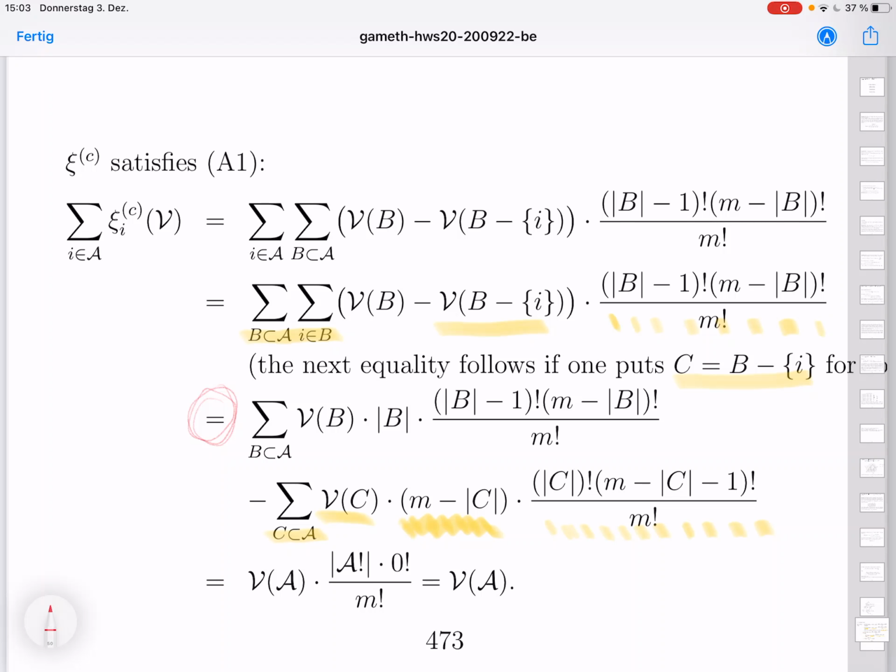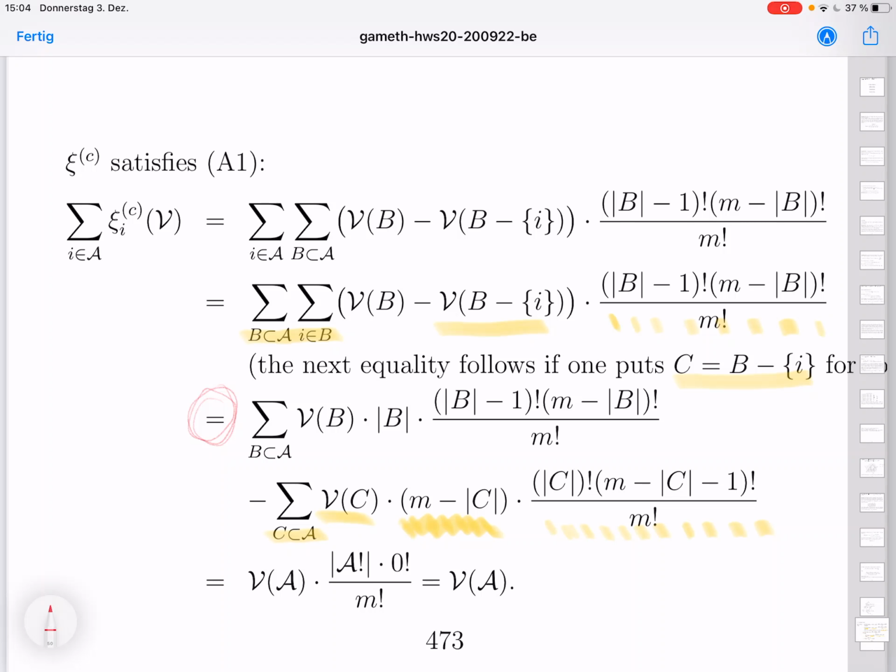Okay, and finally now, here in the upper sum I can put the absolute value b into this first factorial. Then I get b factorial times m minus b factorial divided by m factorial. And in the lower sum I can also put the m minus c, absolute value c, into this factorial. Then I get c factorial times m minus c factorial divided by m factorial.